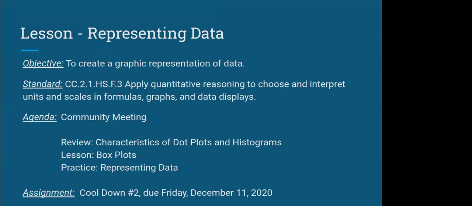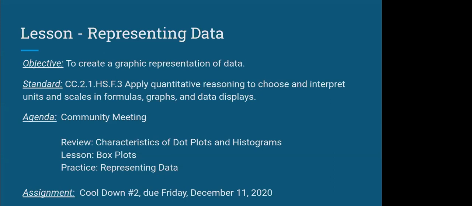So for today, we're going to do a short community meeting, then we're going to review the characteristics of dot plots and histograms, and we are going to actually concentrate on box plots, because again, for my other class, I see that some people are a little rusty. So we're going back over box plots. And then in the practice, you are going to use the same set of data, but create both a histogram and a box plot. We'll discuss a dot plot, but you'll see when we get there. I'll explain a little more.